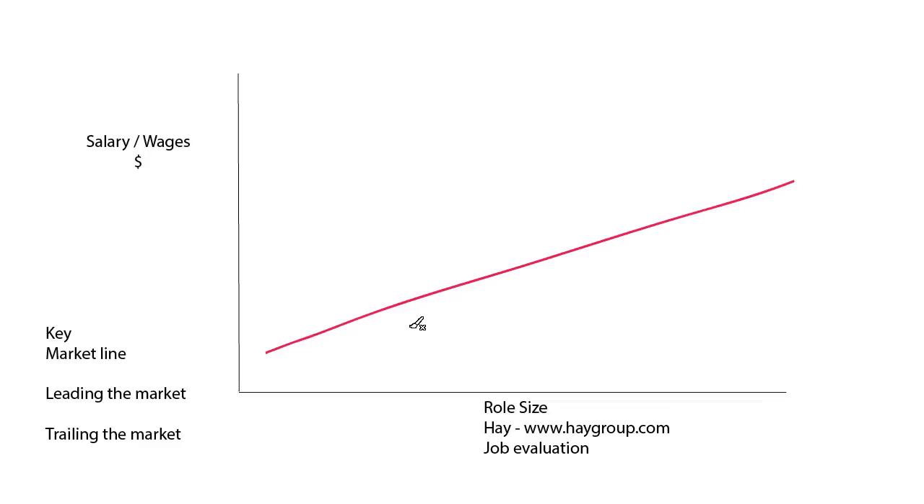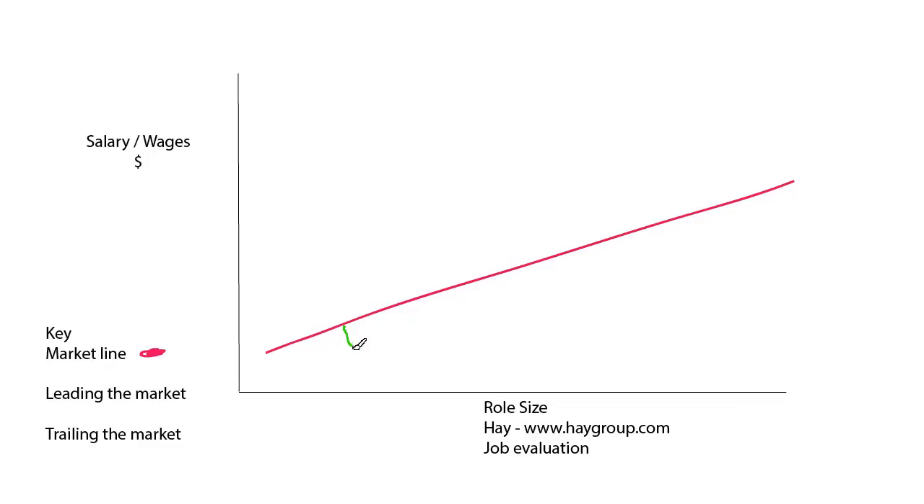And it's a representation of the market line there. You can see that as the role size goes along the x-axis, it gets larger. The salary and wages gets larger as well. And that's pretty straightforward. We'll just put that into our key there. So the market line is where most organisations pay, and it's done on role size.